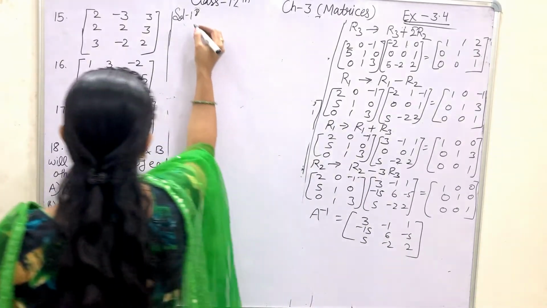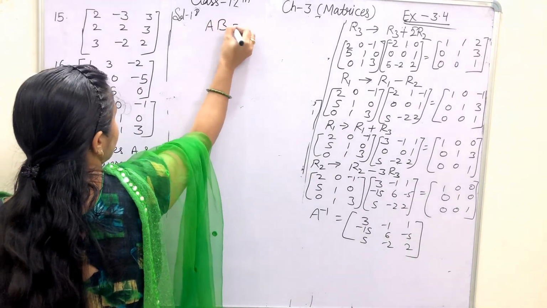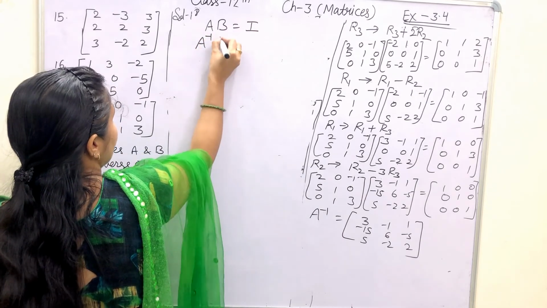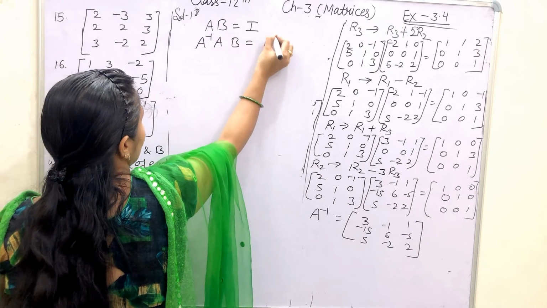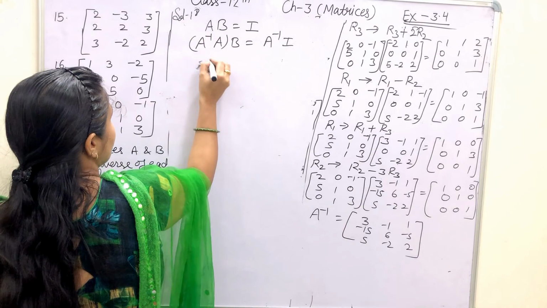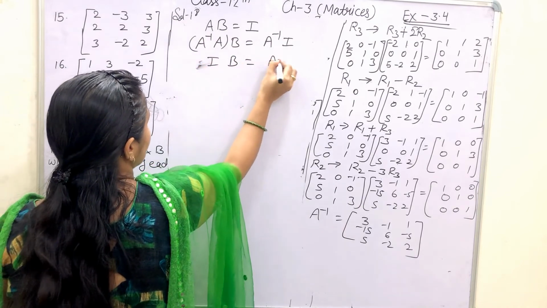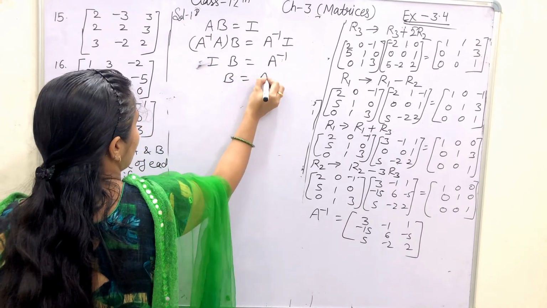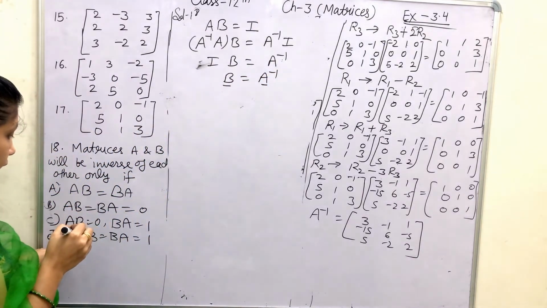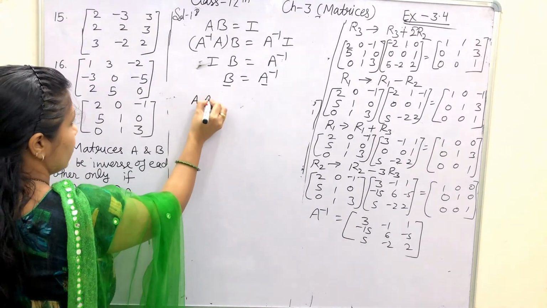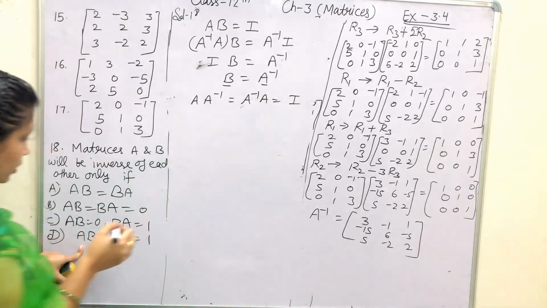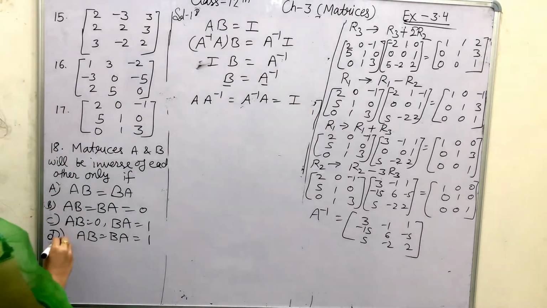This is our direct result. We know that if AB equal to identity, then after multiplying by A inverse, we get A inverse A B equal to A inverse into identity. So A inverse A becomes identity, into B, and this becomes A inverse. B equal to A inverse means B is inverse of A, and A into A inverse or A inverse into A becomes identity. So our option D is correct.